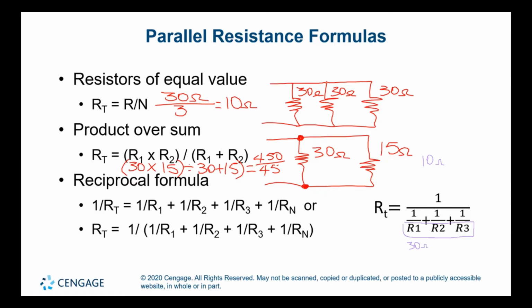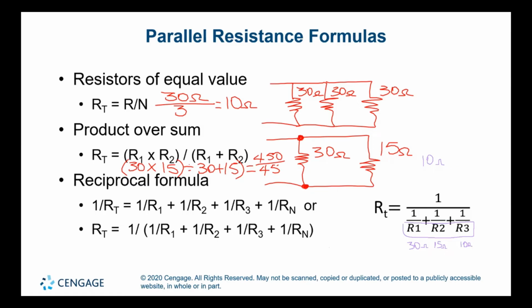Okay, and let's say the second one, and we already did this, but I'm just going to show you once more, is 15 ohms, and the third one is 10 ohms. Those are the 3 resistors that I have. In this reciprocal formula, we have to first get the reciprocal of this value, and it's going to be the reciprocal of the reciprocal.